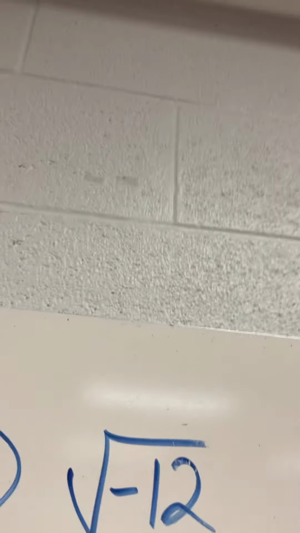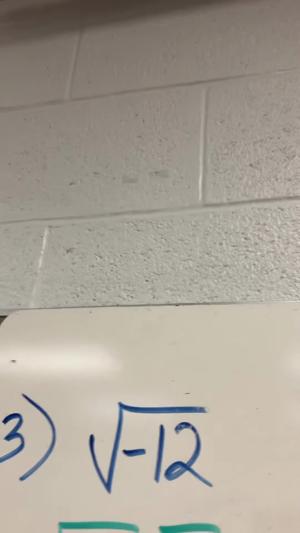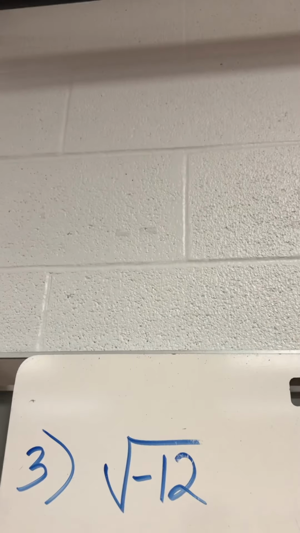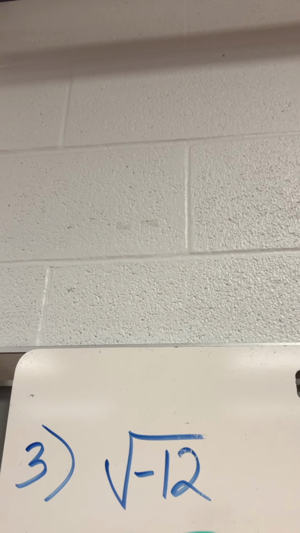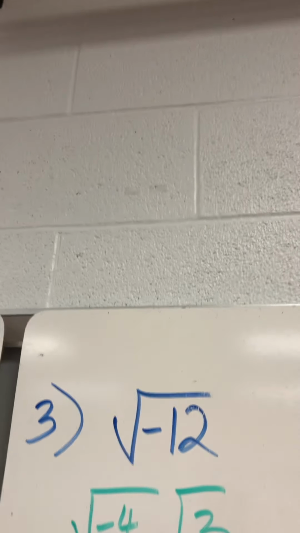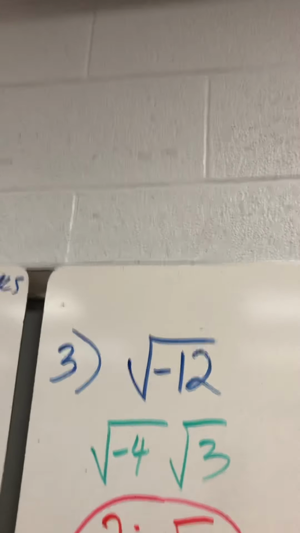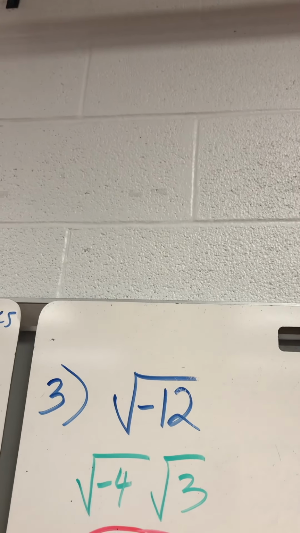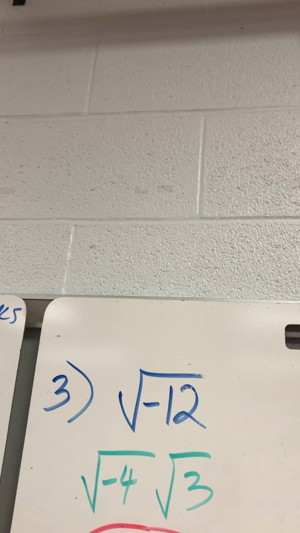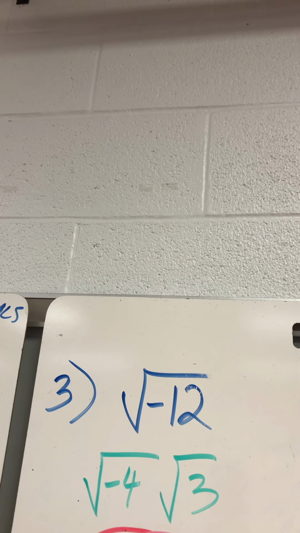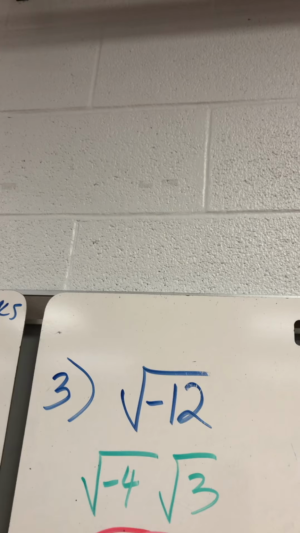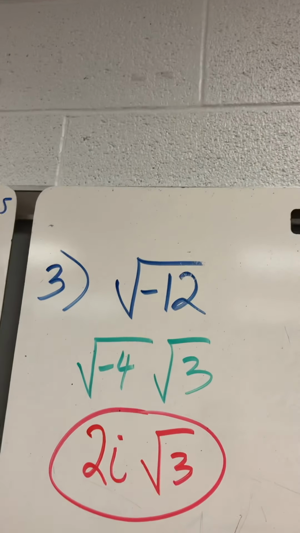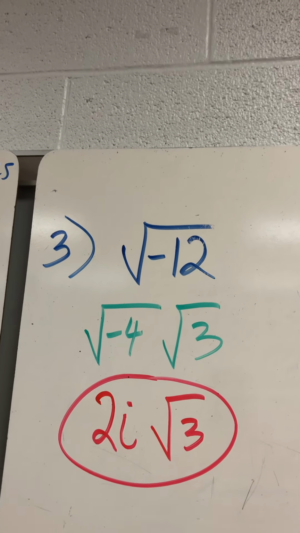Now, the square root of negative 12, we break down just like we would if it was the square root of 12. But we put the negative with the perfect square. 4 is a perfect square. So we say square root of negative 4, square root of 3. So the square root of negative 4 is 2i, and then 2i square root of 3. That's it.